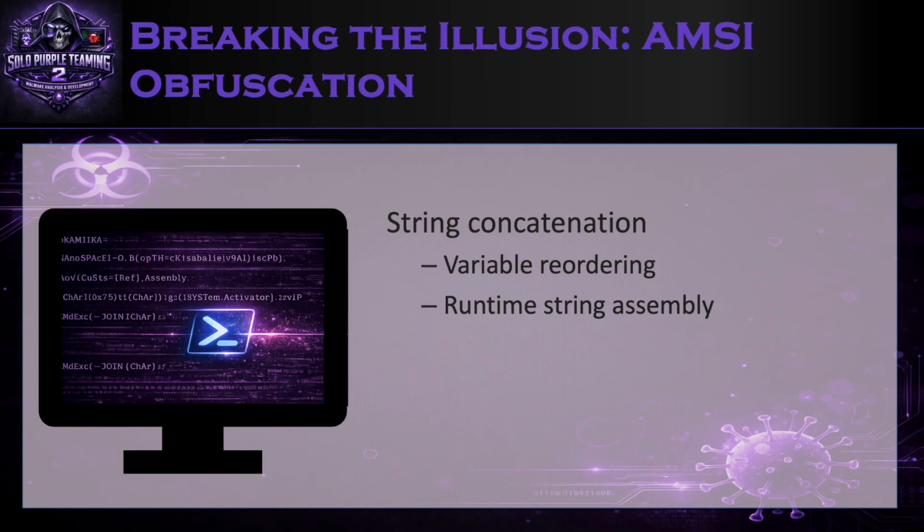One of the simplest ways to bypass AMSI is by breaking its visibility into readable strings. Techniques like string concatenation, variable reordering, and runtime assembly prevent recognizable patterns from existing at inspection time. The behavior never changes, only the representation does. The same actions occur, but AMSI never sees a clear text string to match, highlighting the inherent weakness of string-based inspection.